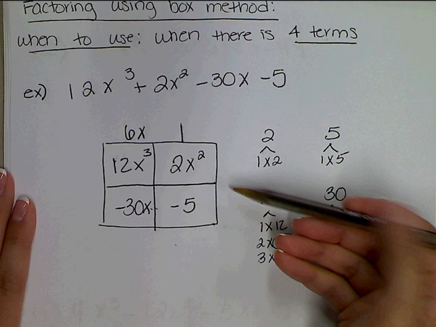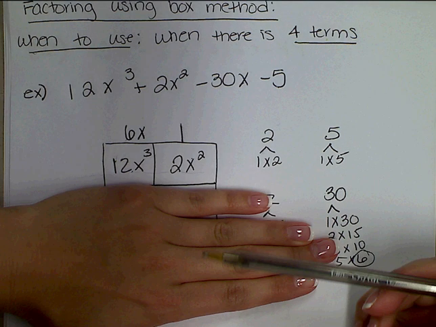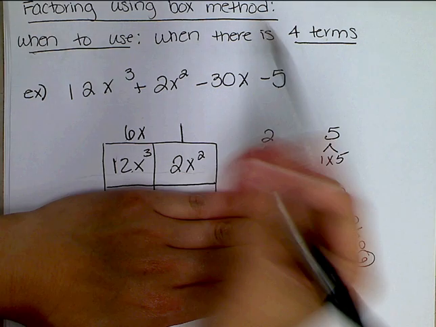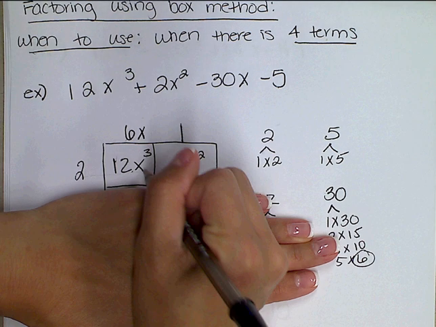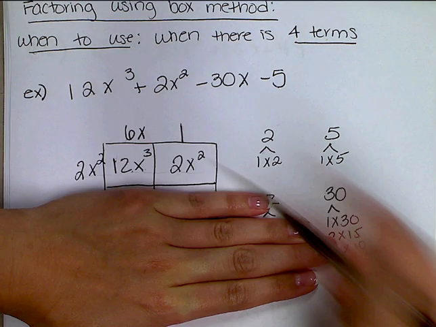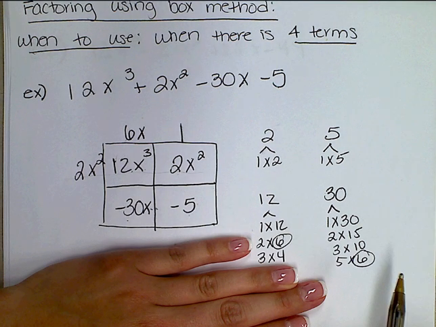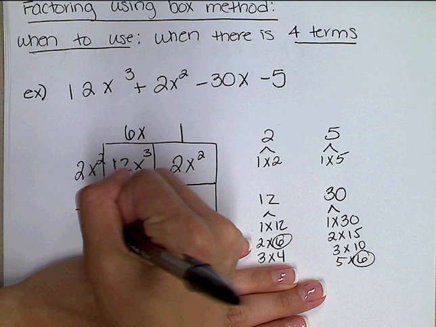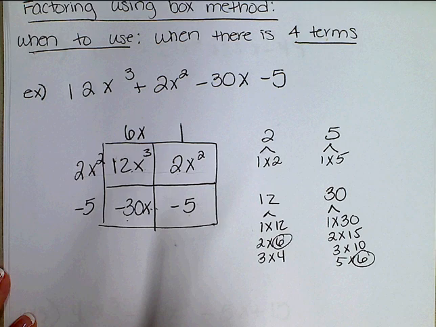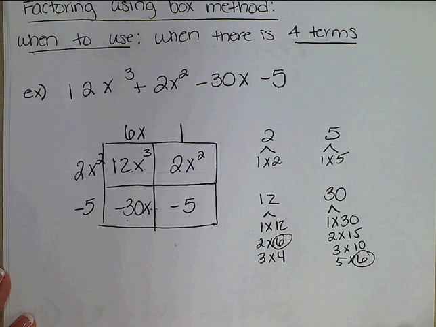Now I have to go and do the rows, which is this way. So GCF of 12 and 2 would be 2. GCF of x to the third and x squared would be x squared. Now GCF of negative 30 and negative 5 would be negative 5. And remember, when your first box is negative, you want to take out that negative.